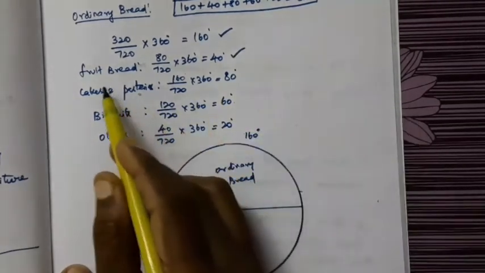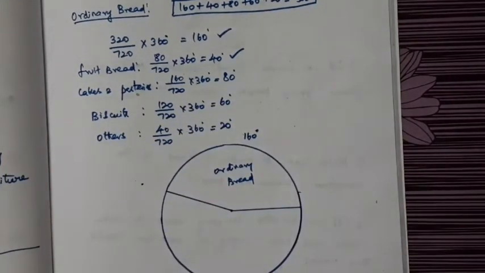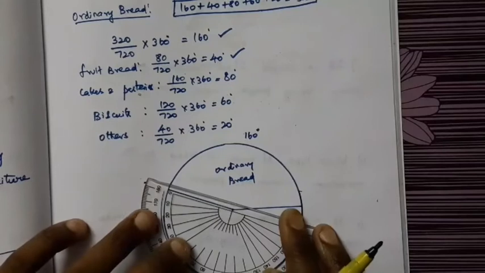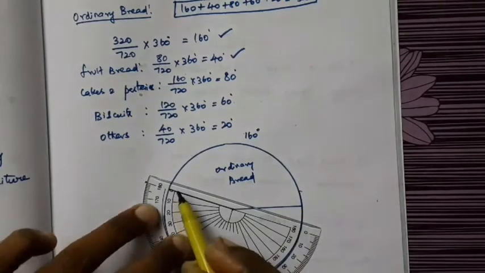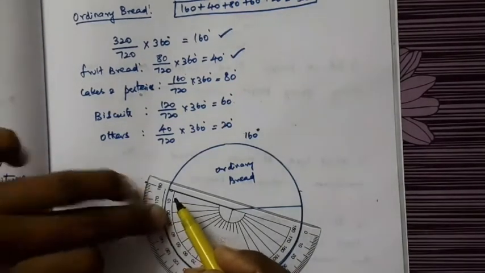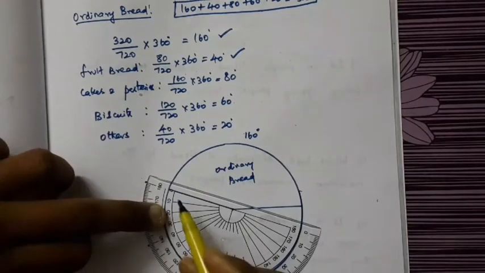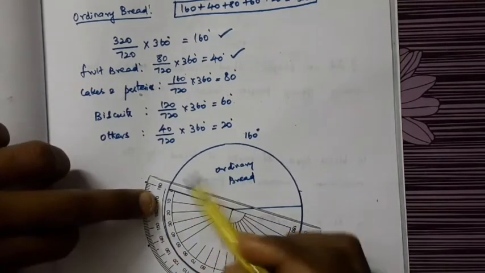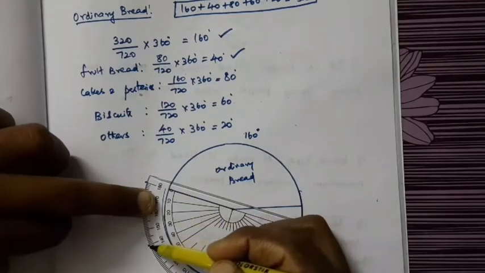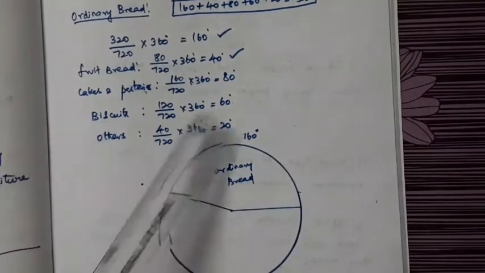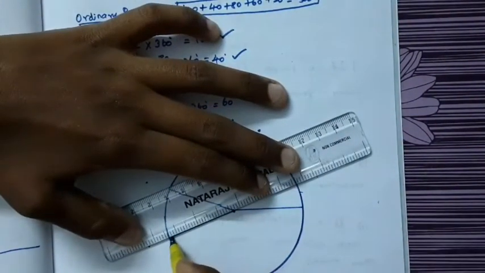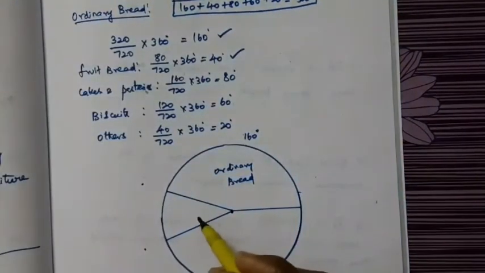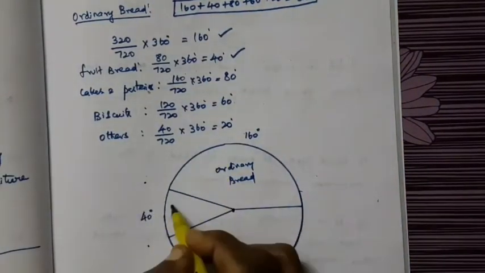The next is fruit bread, which is 40 degree. So for that we have to start from this line. Okay, from this line keep like this. Okay, from this 0 you see where 40 is. Here it is 40. Okay, here it is 0. From here you have to see this is 40. So make a point here. Now we have to join this. Okay. So this is 40 degree. This is fruit bread.